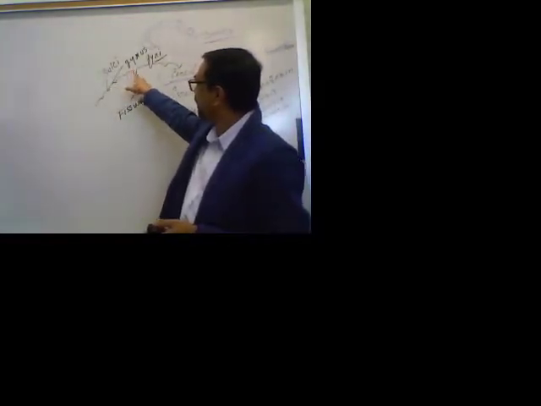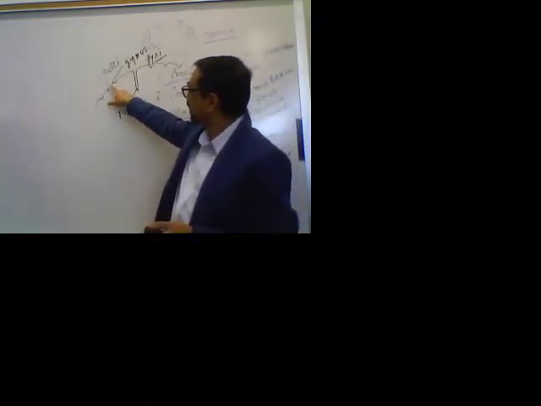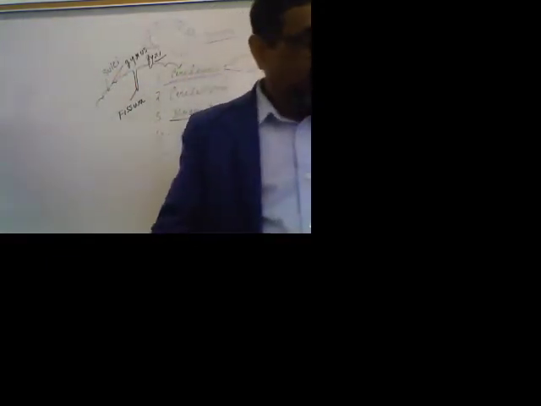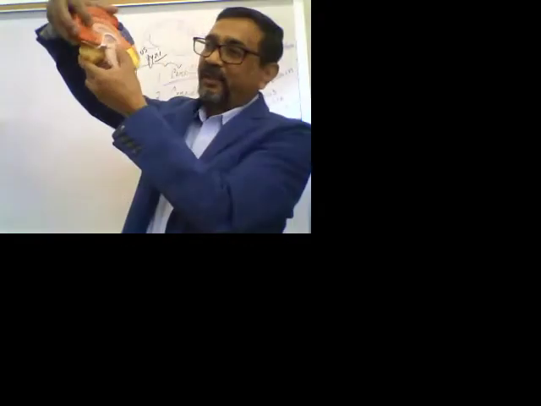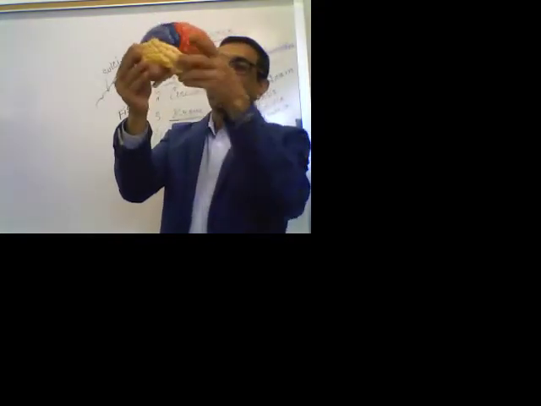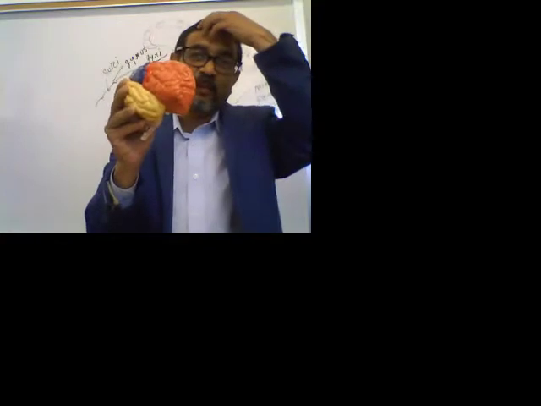Okay, so the shallow grooves are sulci, deep grooves are fissures. Just know that. And in between the sulci, these are the gyri. And in each hemisphere, you have 5 lobes. Frontal lobe, this one in the front, then parietal lobe here, in the back you have occipital lobe, and this is temporal lobe.